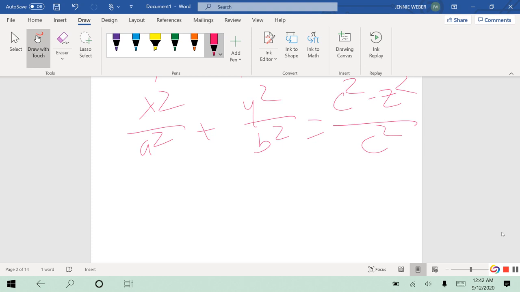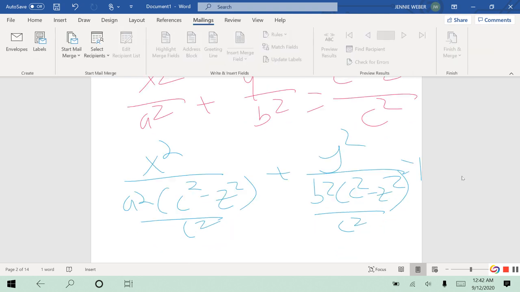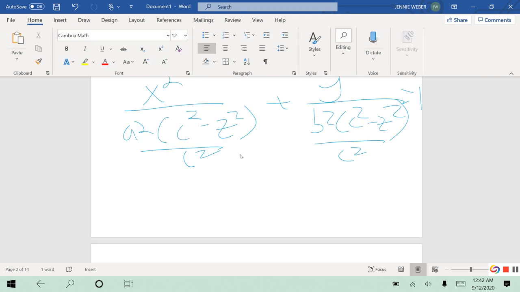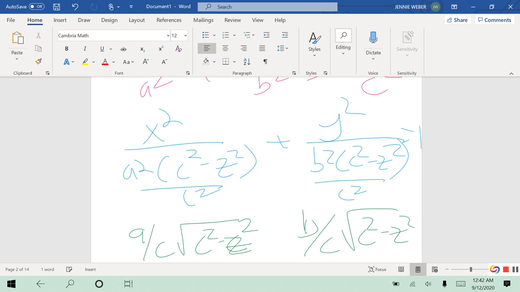Now I'm going to divide by this. So now I'm going to get x squared over a squared times c squared minus z squared over c squared plus y squared, this is just keeping it c squared minus z squared over c squared, and this equals 1. So then my a and b, so then this here is going to be a over c radical c squared minus z squared, and this is b over c radical c squared minus z squared.